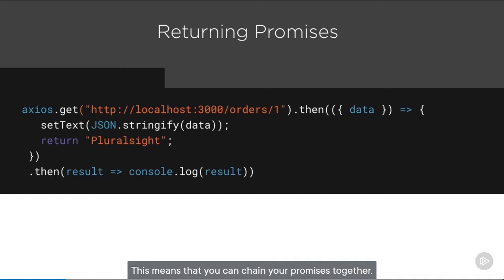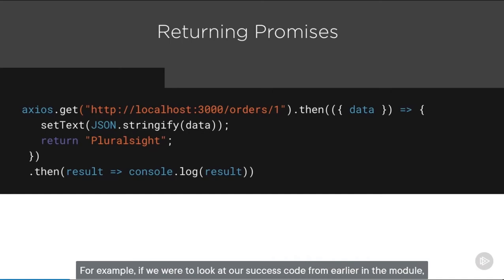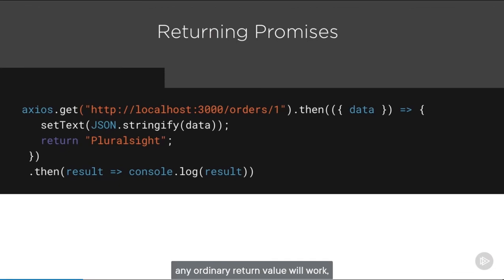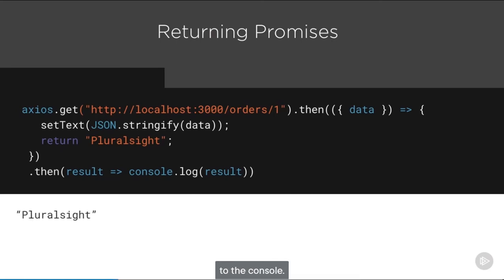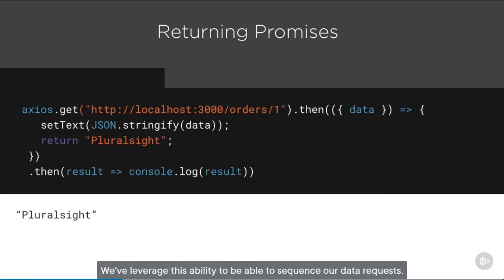For example, if we were to look at our success code from earlier in the module, we could have our then return another value. Nothing special, any ordinary return value will work. And the then function will then wrap this return value in a promise, which means that we can chain another then to that function. Now when this code runs, it'll place the order on the screen, and then it would log out the word Pluralsight to the console. We'll leverage this ability to be able to sequence our data requests.